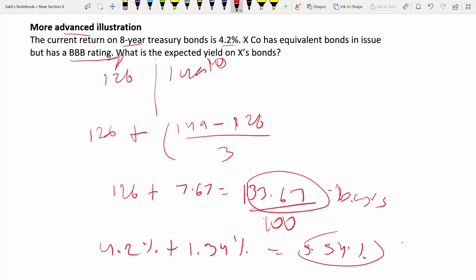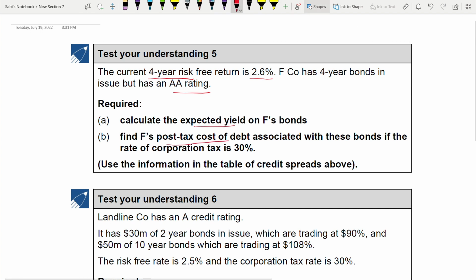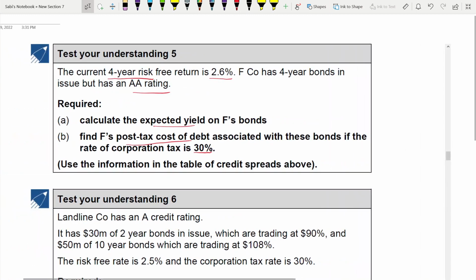Now let us go to test your understanding 5. The current 4-year risk-free return is 2.6% and it is at AA rating. A. Calculate the expected yield. B. Post-tax cost of debt, and corporation tax is 30%. You have to use a credit spread. I have not copy pasted it here, but make sure that when you are doing this question, you have the credit spread in front of you.